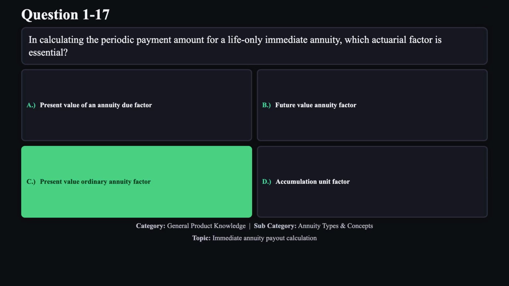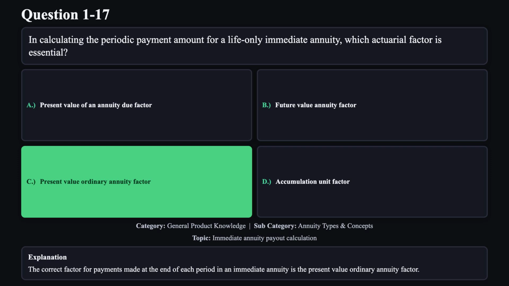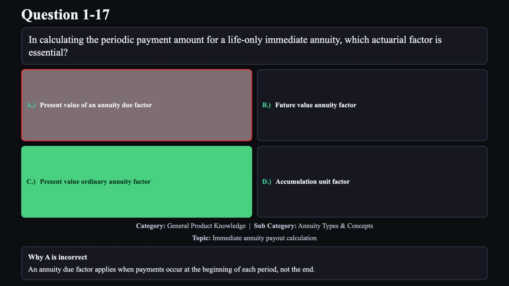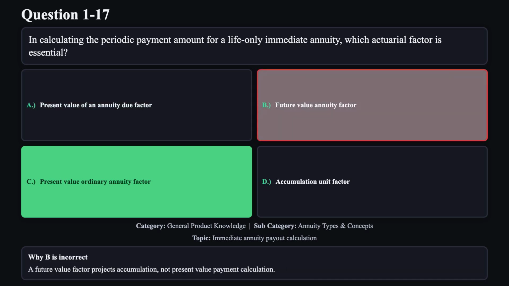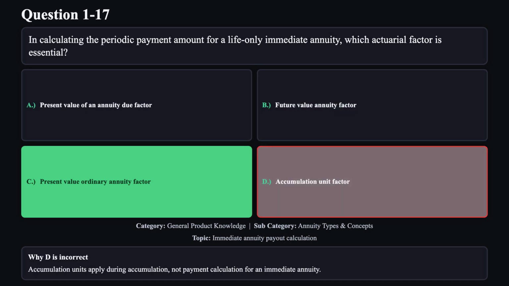The correct answer is C. The correct factor for payments made at the end of each period in an immediate annuity is the present value ordinary annuity factor. Reason A is not correct. An annuity due factor applies when payments occur at the beginning of each period, not the end. Reason B is not correct. A future value factor projects accumulation, not present value payment calculation. Reason D is not correct. Accumulation units apply during accumulation, not payment calculation for an immediate annuity.